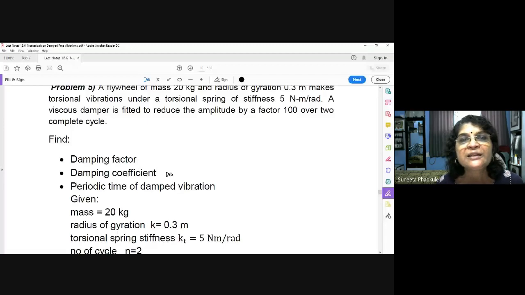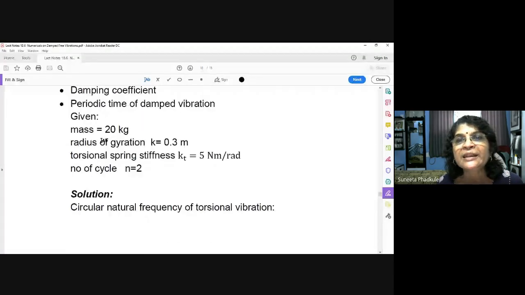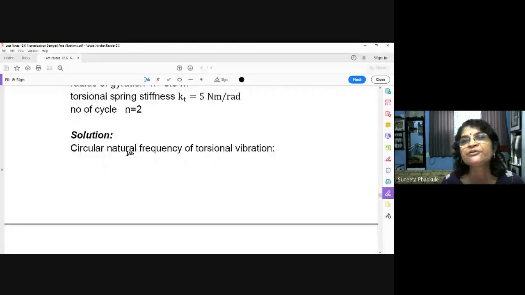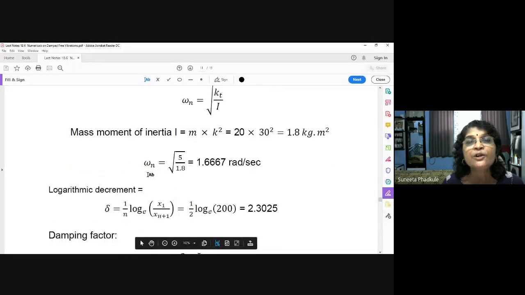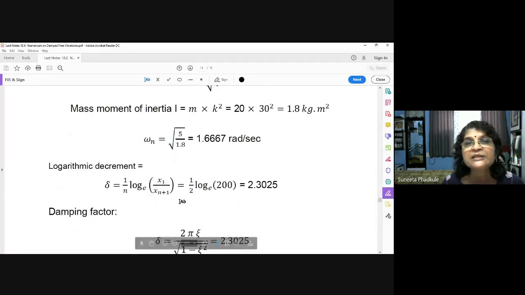So these are the given things. N is equal to 2, KT 5 Newton meter per radian, k is equal to 0.3 meter, M is equal to 20 kg. First you find out omega n, natural frequency, square root of KT upon I. Here, because of torsional vibration, we consider I, and KT is the torsional stiffness. So I we can calculate as mk square, and we can find out omega n. Then you find out logarithmic decrement delta, because x1 upon x3 is directly given as 100 and the number of cycles is 2. So you find out delta, that is 2.30.